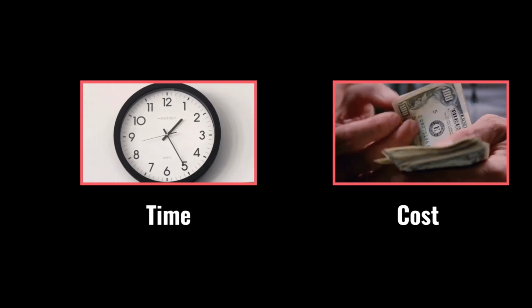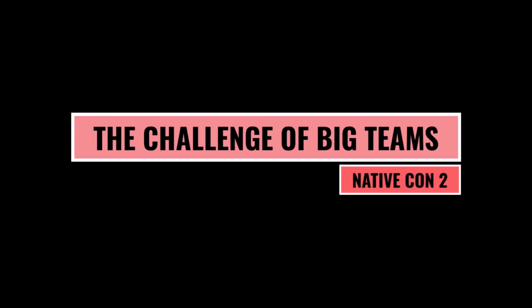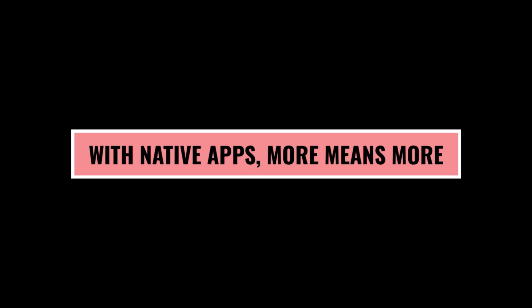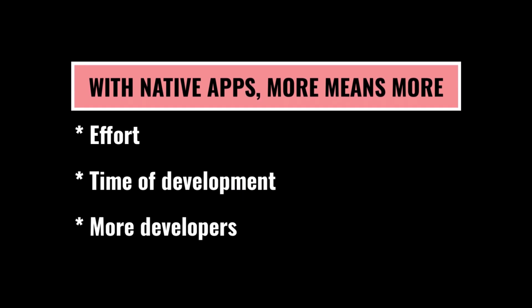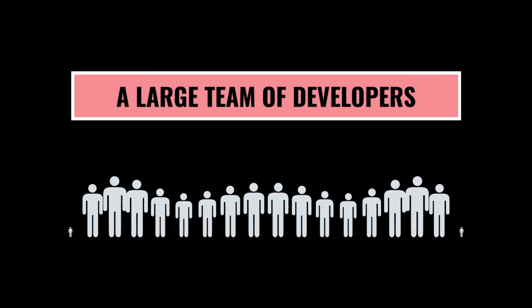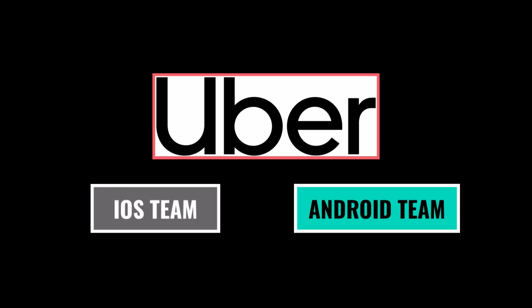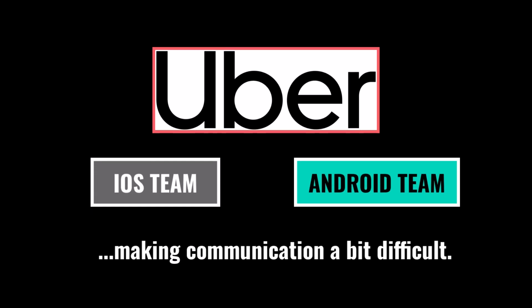This means you will need separate teams with different sets of skills, which then add up to the time and cost of development. Number 2, the challenge of big teams. We've already established that with native apps, more means more in terms of effort, time, and more hands on deck. Building a mobile native application for multiple platforms requires a large team, and managing such teams can be challenging. For example, companies like Uber have dedicated teams for their iOS and Android apps, making communication a little bit difficult.